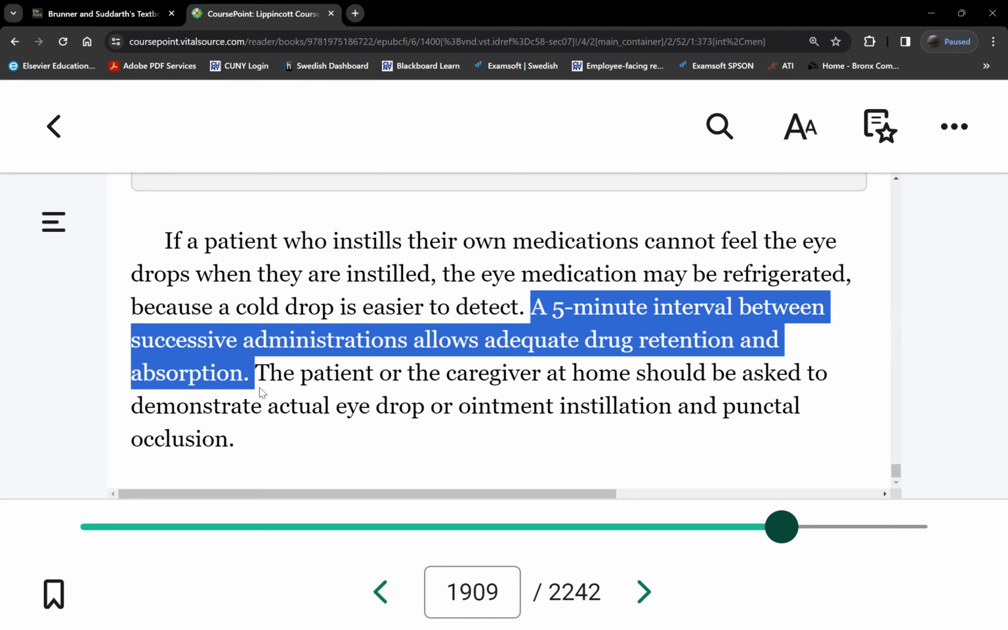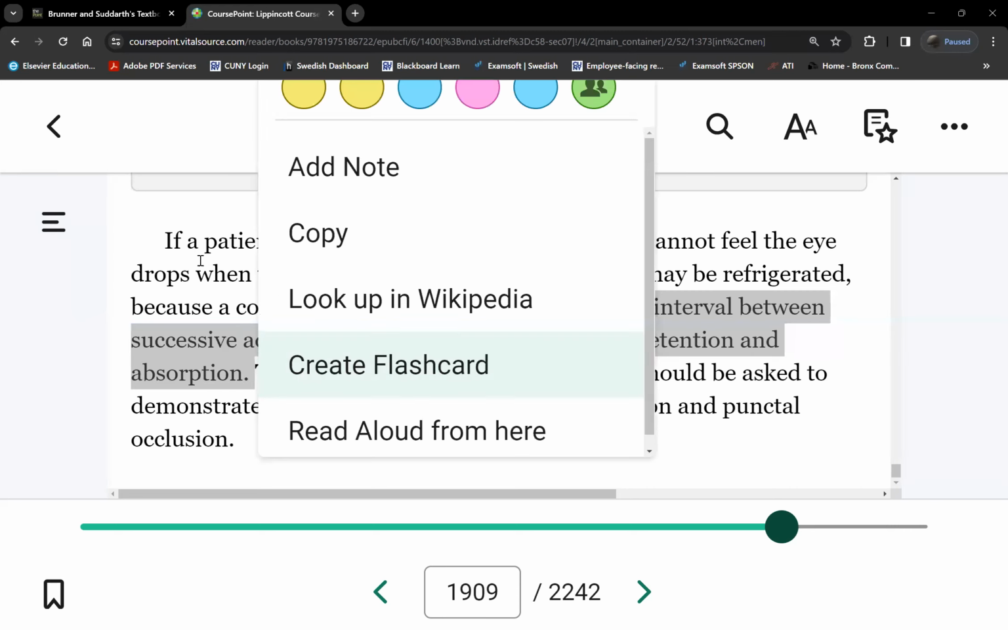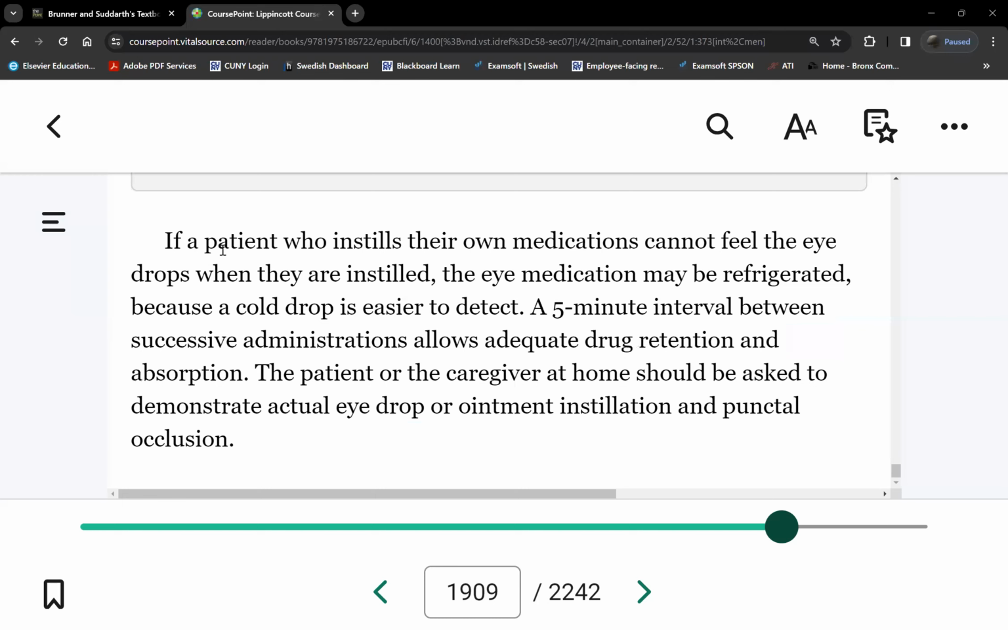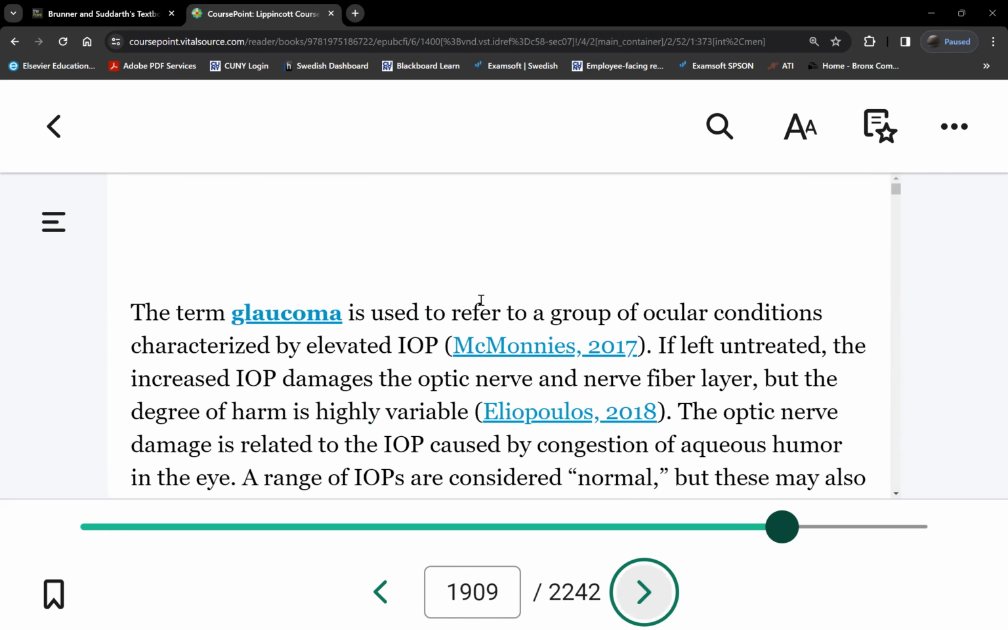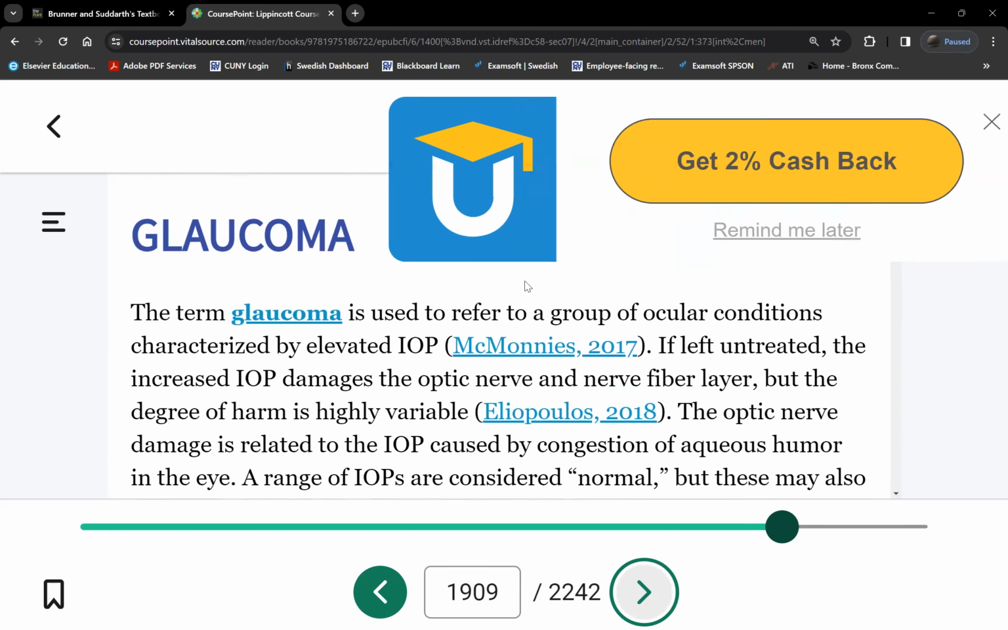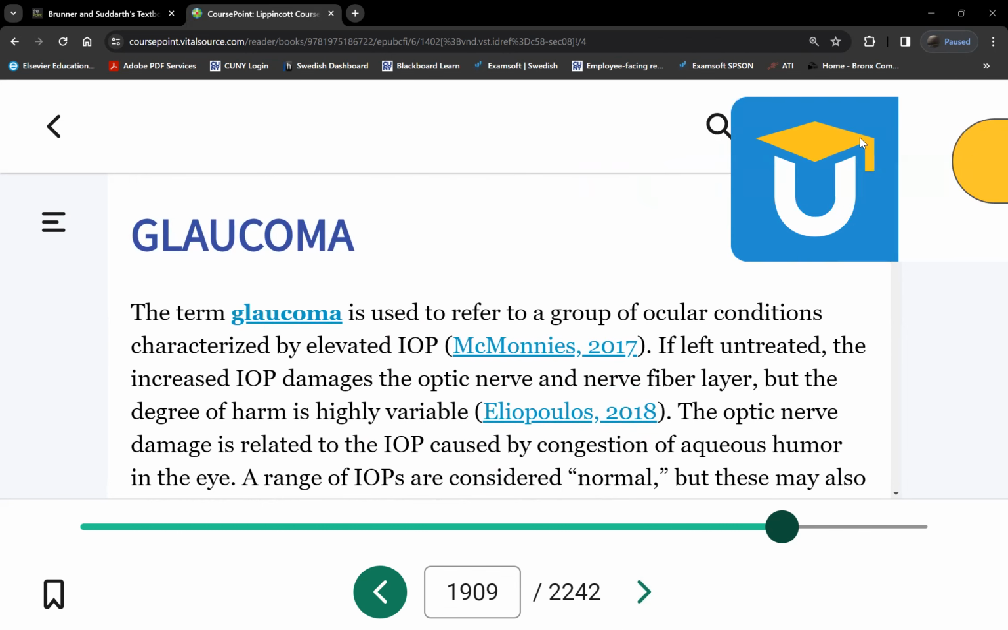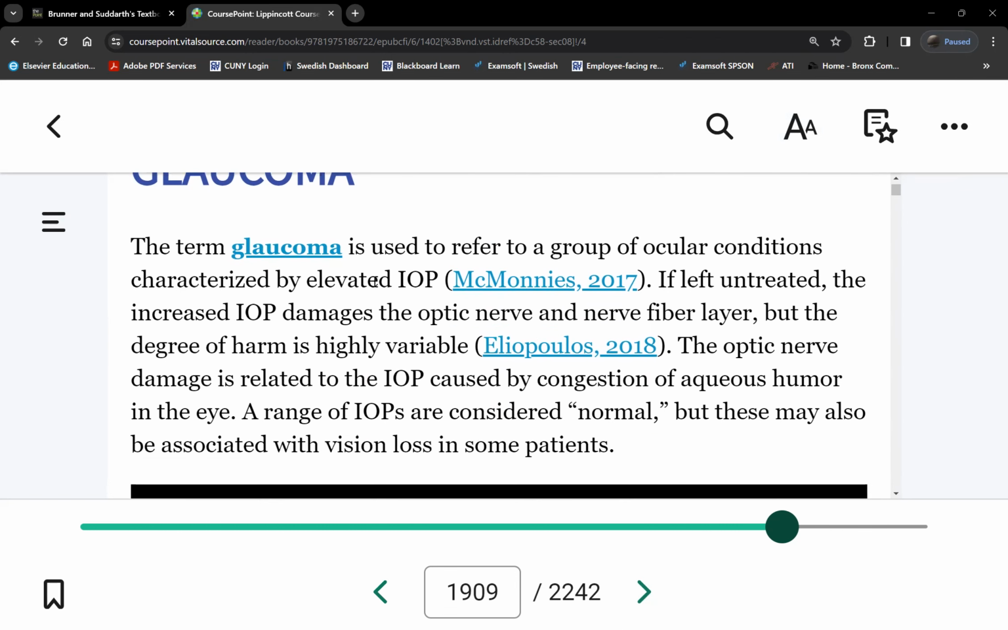All right. So yes, you're busy, but please make sure the patient gets their medications properly. All right. You're the nurse. They depend on you. First disorder is glaucoma. There are many forms of glaucoma.